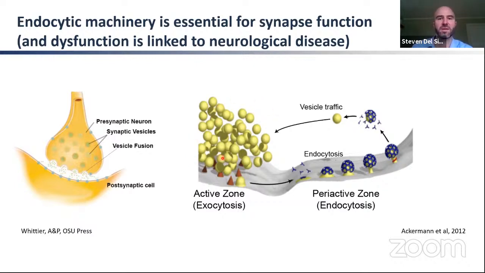an active zone where the exocytic machinery is tethered, and the endocytic periactive zone, which is generally thought to surround it, where endocytosis happens. Although I think this domain is particularly poorly defined in terms of its molecular identity and dynamics and function. And so for the talk, I'm really focusing here on the presynaptic neuron and presynaptic vesicle endocytosis.